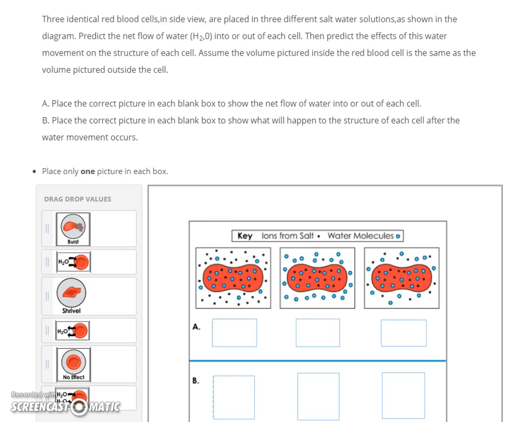Looking at this question, this has got to do with our egg lab again. We've had a couple questions like this already. These are supposed to be red blood cells, and they are in different solutions. Inside the red blood cells is basically like a 50-50 mixture of water and ions from salts. On the outside, though, there are different concentrations. On the left, we see it's mostly ions. In the middle one, we see mostly water. And on the right, we see about the same amount of water and salt outside as inside.